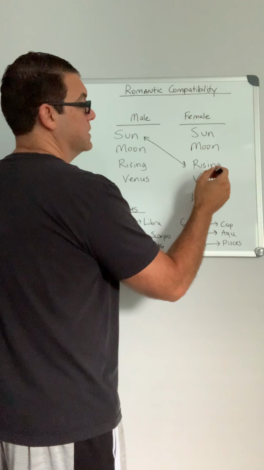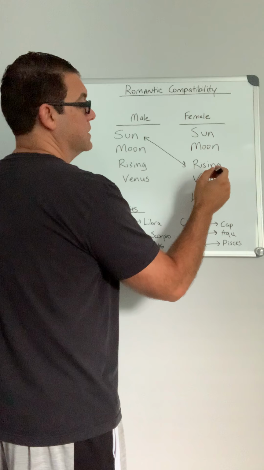So the first thing you want to do is look at each sign. And if any of the signs are the same, then give yourself 1 point, okay? So if your sun is in Taurus on the male side and your sun is in Taurus on the female side, then you get 1 point, okay? So you go through each one, so sun, moon, rising, and Venus. If they're all in the same sign, then you could obviously get 4 points.